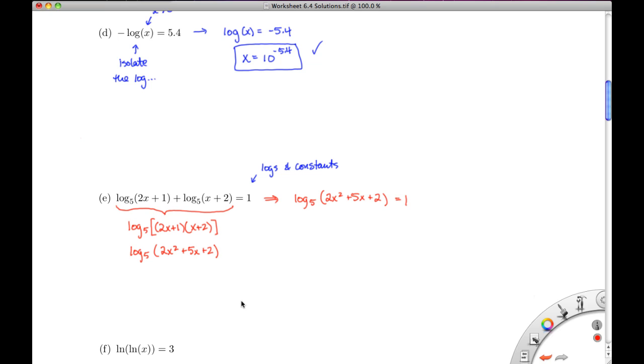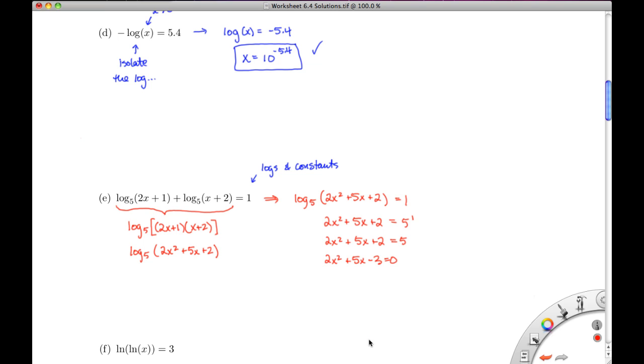We use our properties of logs to turn this into an exponential equation. So the argument 2x squared plus 5x plus 2 will be equal to 5, our base, raised to the power of 1. Or in other words, we've got 2x squared plus 5x plus 2 is equal to 5. So now we've got a pretty straightforward quadratic that we need to solve. So we're going to solve this for x. Let's subtract 5 from both sides, which will give us 2x squared plus 5x minus 3 equals 0.